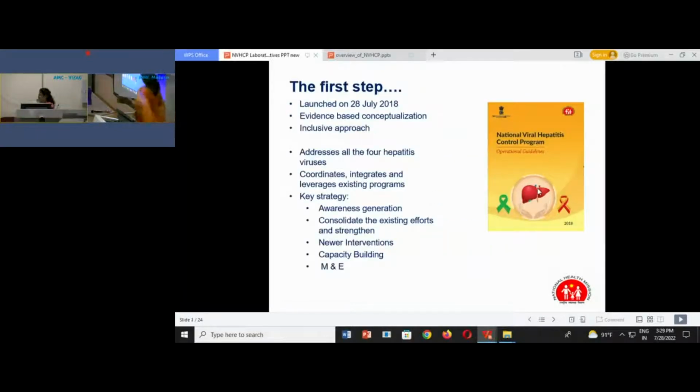The first step in this program is that they launched this program on 20th July 2018. It is purely an evidence-based conceptualization with an inclusive approach. This program addresses all four hepatitis viruses, and it also coordinates, integrates, and leverages the existing programs. The key strategies in this program are awareness generation, consolidating the existing efforts and strengthening newer interventions, capacity building, and monitoring and evaluation.